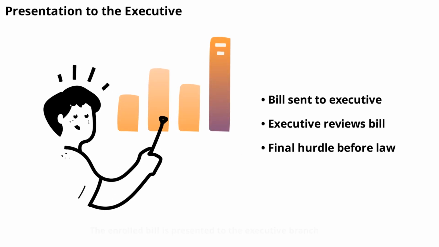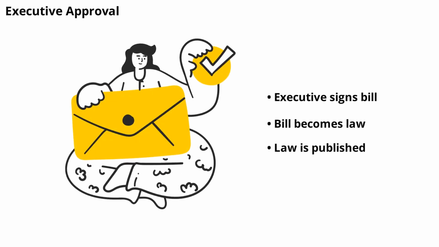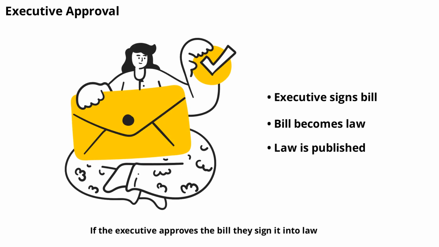The enrolled bill is presented to the executive branch, usually the president or governor. This is a formal step where the executive reviews the bill and decides whether to approve or reject it. The executive's decision is the final hurdle before the bill can become law. If the executive approves the bill, they sign it into law. This signature is the official act that enacts the bill, making it part of the legal system.